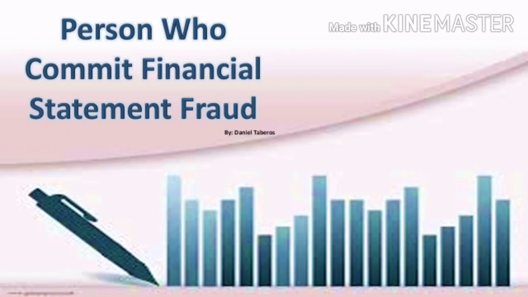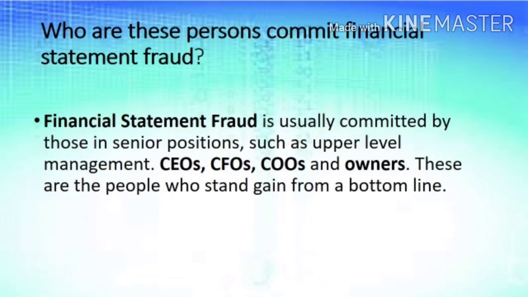So today I will be discussing two topics: persons who commit financial statement fraud and categories of fraud. So this is my first topic, the persons who commit financial statement fraud. So why do these people commit financial statement fraud? To help us better understand why individuals like executives commit fraud, let's use this concept, the fraud triangle.